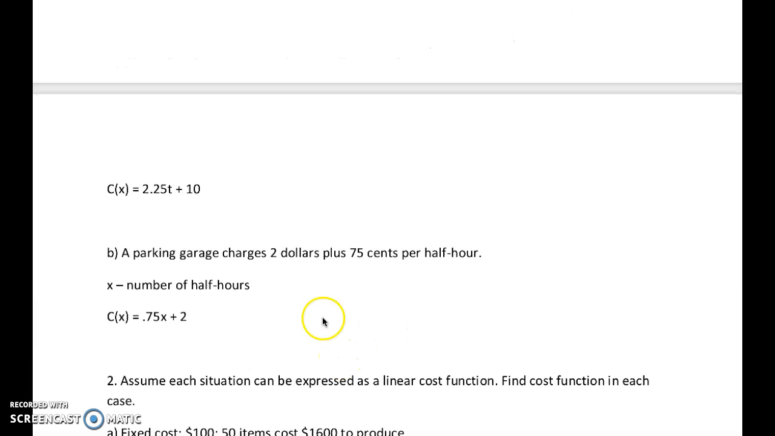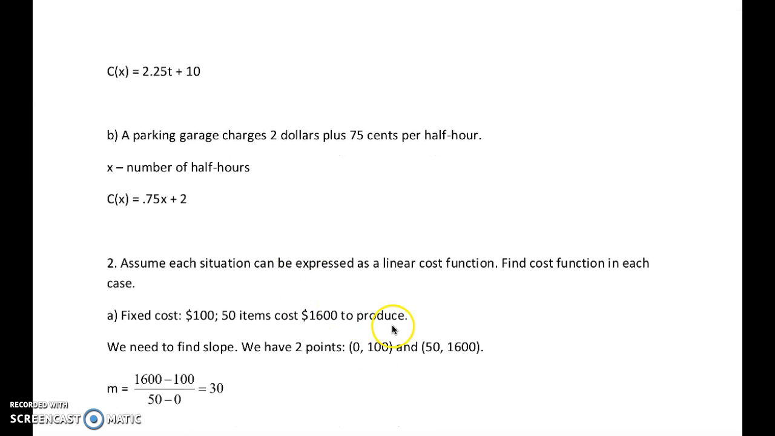Right? Here we have a parking garage, $2 plus 75 cents per half hour. Here we have to notate that x is a half hour, not an hour, unlike the previous question. We have 75 cents times our half hour and our $2 that they're going to charge us regardless. We have to remember, if we're asked what x represents, that it's every half hour. So if x was 4, that's actually only 2 hours.